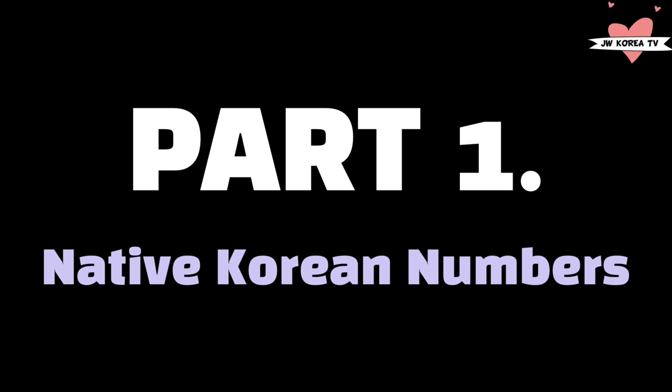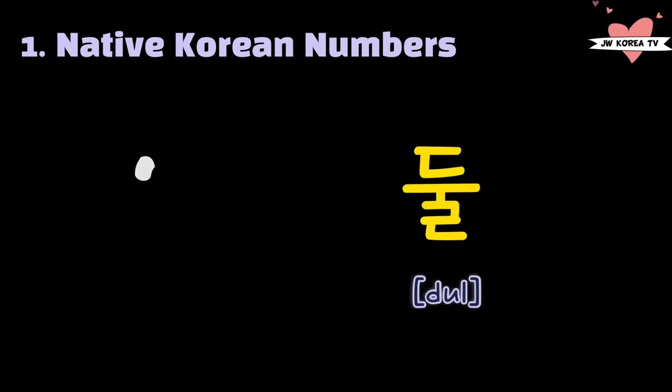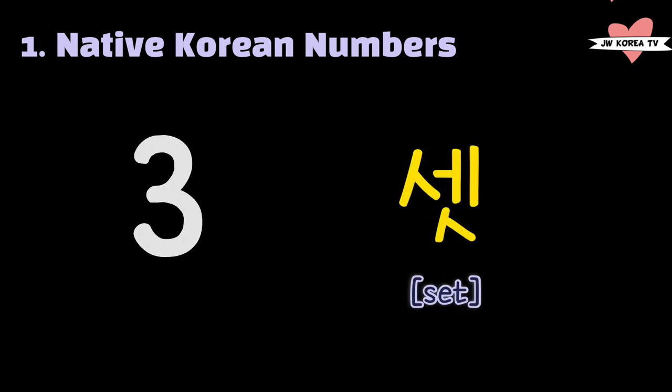Part 1. Native Korean numbers. 1. 하나. 2. 둘. 3. 셋.